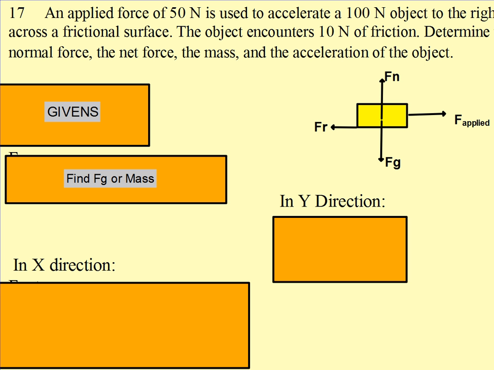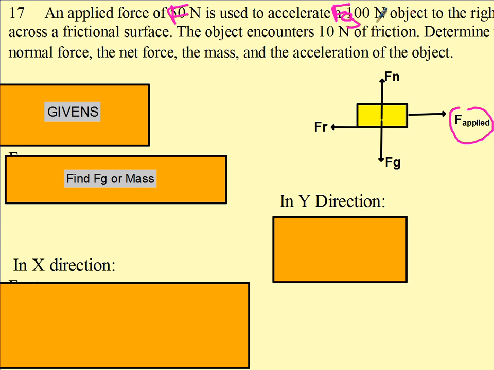Now let's work a problem. Suppose we have an applied force. So that's my applied force right there. Go on and label it if you need to. Just put a big F over it. It's used to accelerate a 100 Newton object. Now when I tell you something's 100 newtons, I'm telling you its weight. This is Fg.